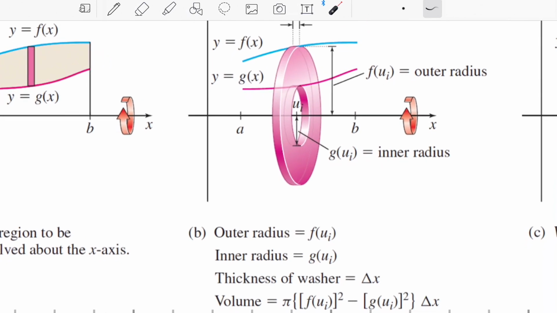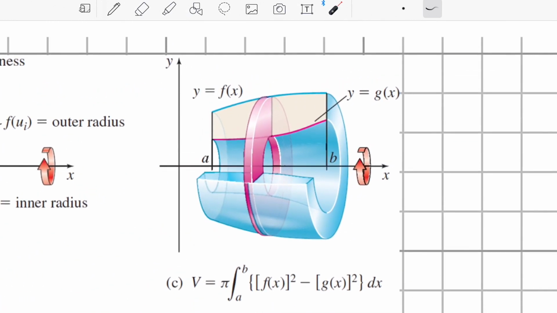And to find that volume, we're going to multiply pi with R squared, where R is the outer radius, so basically this distance, minus g, the one we're taking away, which is the inner radius, this distance here, and we square it. That will give us volume. So when you revolve it, you get this three-dimensional solid, and there's a hole in the middle, and that's why it's called the washer method.